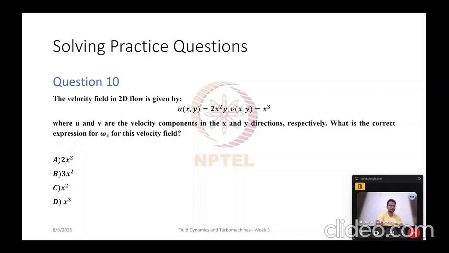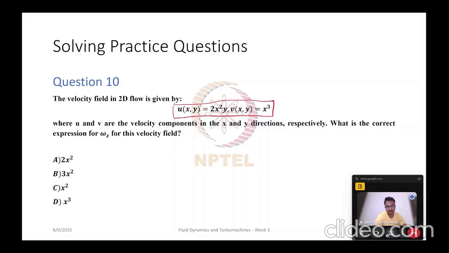So this is question number 10 of today's session. A velocity field is given. So u and v are known as functions of x and y. What is the correct expression of the vorticity of this velocity field?